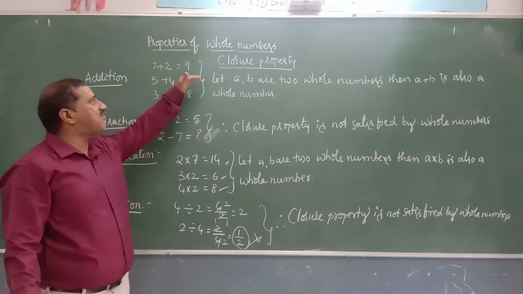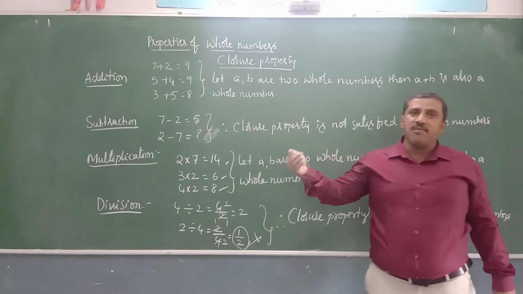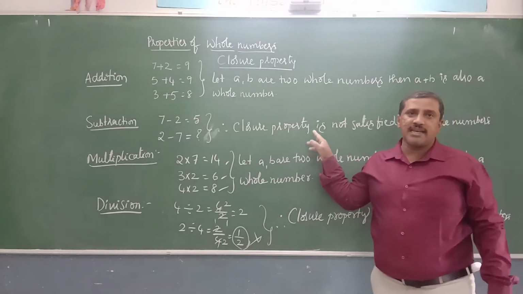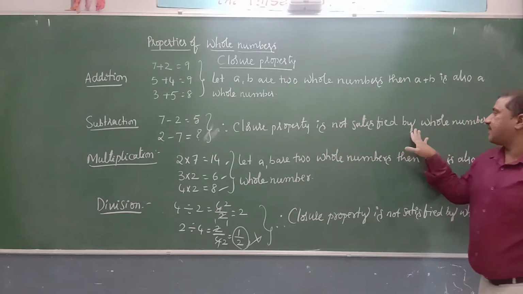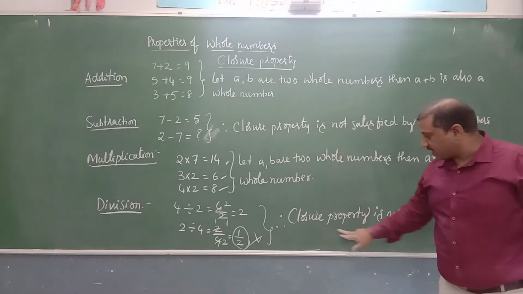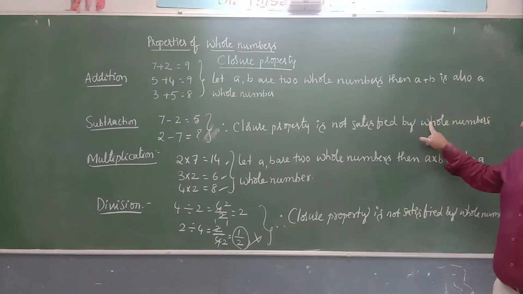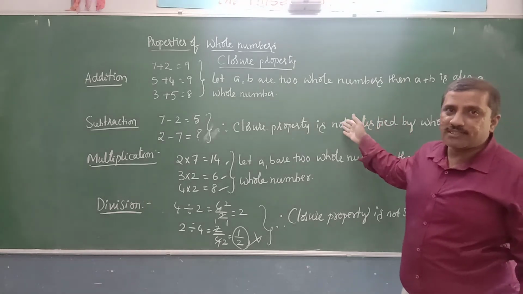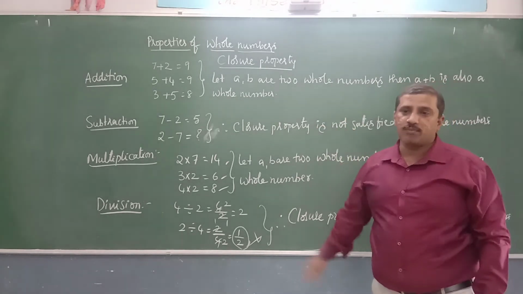What is the basic statement for closure property? Let a, b be two whole numbers, then a plus b is a whole number. Let a and b be two whole numbers, then a into b is also a whole number. Let a and b be two whole numbers, then a minus b also should be a whole number, but it is not satisfied. Therefore, the closure property is not satisfied by whole numbers under subtraction. Similarly, for division, we won't get whole numbers when we divide two whole numbers. Therefore, under subtraction and division, the closure property is not satisfied. But for addition and multiplication, that is, the sum of two whole numbers and the product of two whole numbers is always a whole number. This property is the closure property.